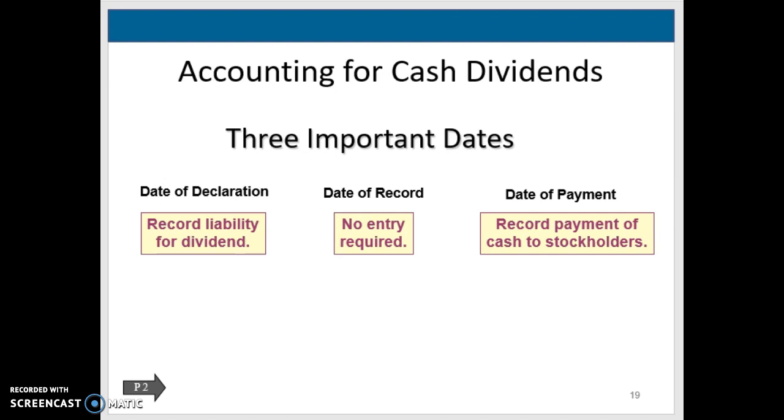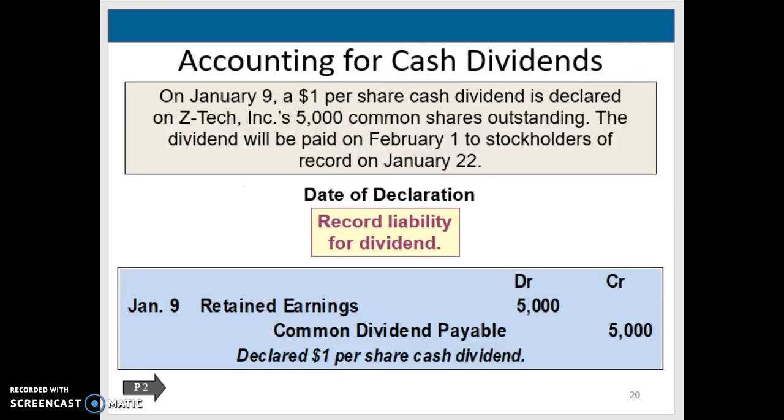So the last important date is the date of payment. This actually does have another entry, so it's going to show us the actual payment of that liability that we created on the date of declaration to pay out that dividend. All right, so let's look at a cash dividend. So it says January 9th, there was a $1 per share cash dividend declared on Zetec. They had 5,000 shares outstanding. The dividend is going to be paid on February 1st to stockholders of record on January 22nd.